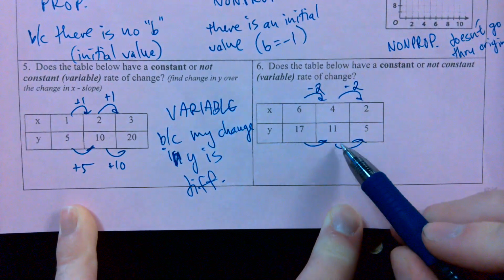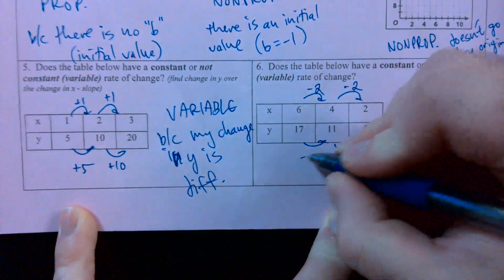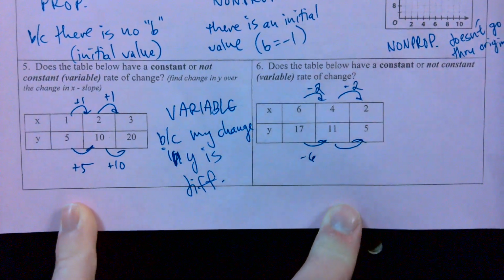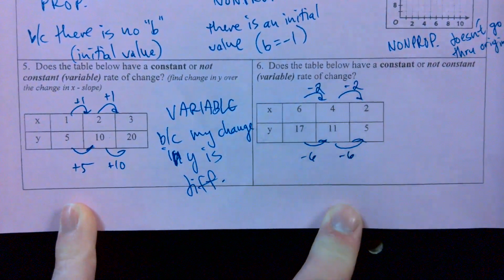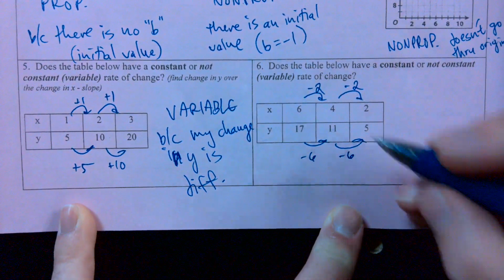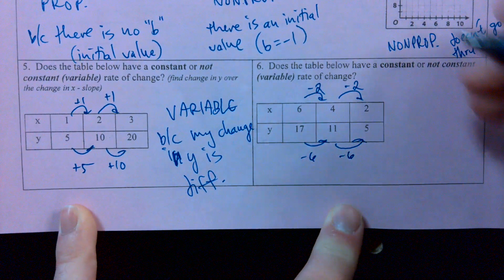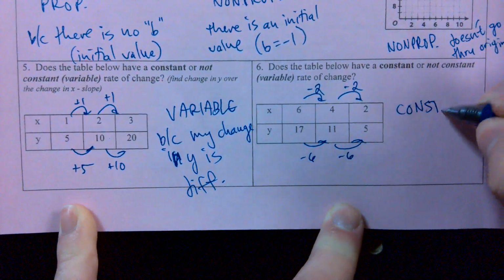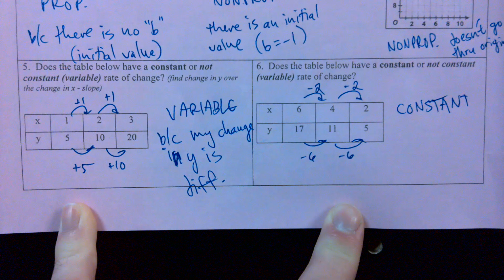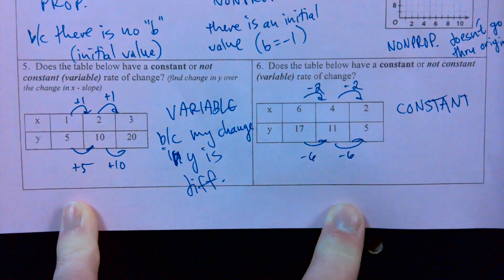How do I get from 17 to 11? Minus 6. How do I get from 11 to 5? Minus 6. It's not proportional, but it is constant. What would my reasoning be as to why this is constant, Angelina? Because it's minus.